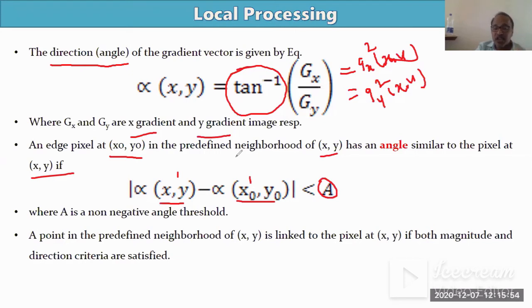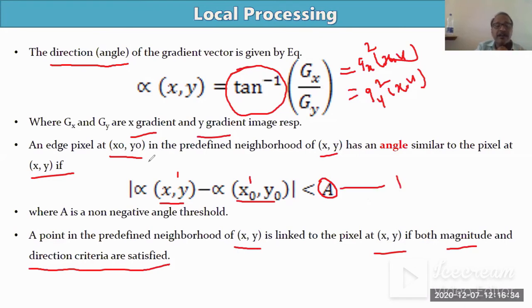So in the previous strengthening technique, we can find the distance. If the difference between these two is less than E, we can say that it is a linkable pixel. And the second criterion is, if the angle between these two pixels is also less than some specified angle, then these two pixels are linkable. So a point in a predefined neighborhood of xy is linked with pixel xy if both magnitude and direction criteria are satisfied. That means this equation and the previous equation.